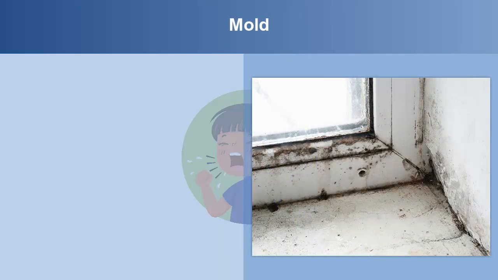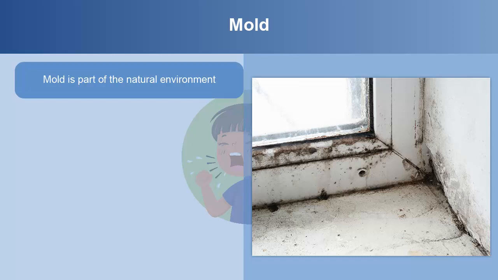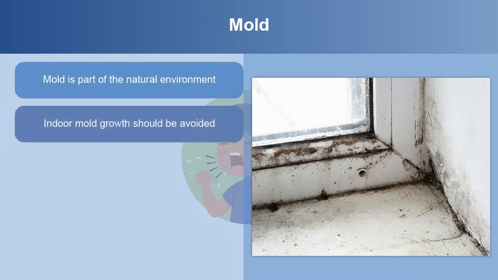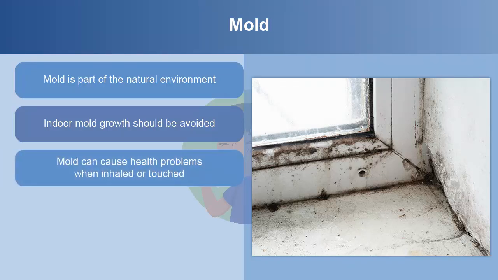Mold can also be an allergic asthma trigger. Molds are part of the natural environment. Outdoors, molds play a part in nature by breaking down dead organic matter such as fallen leaves and dead trees. But indoors, mold growth should be avoided. Mold can cause health problems when inhaled or touched. Molds reproduce by means of spores. The spores are invisible to the naked eye and float through the outdoor and indoor air.